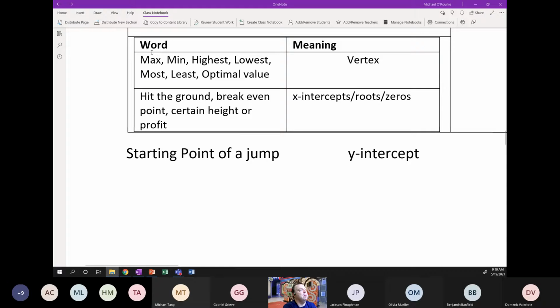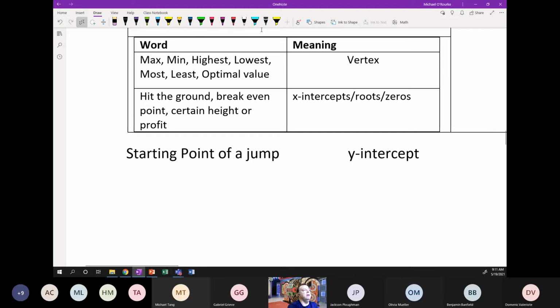Words such as max or minimum value, highest or lowest, most or least, or optimal value are all words that link with the vertex. So if I was looking for the highest part of my jump, if I was to jump off something, that would be dealing with the vertex. If I'm diving into the water, it might be how low does it get? And that's a vertex, because I'll draw some diagrams here real quick.